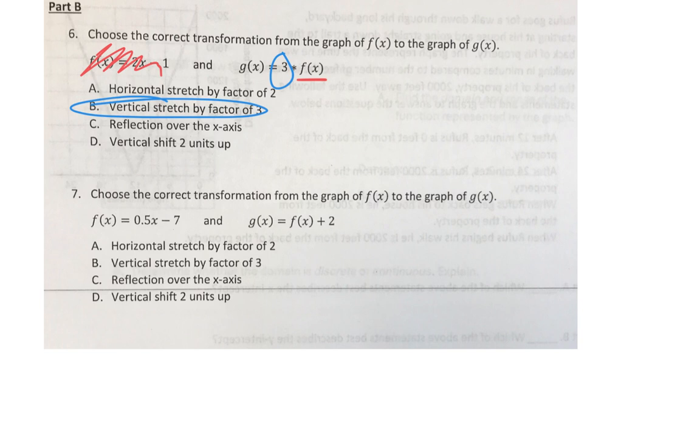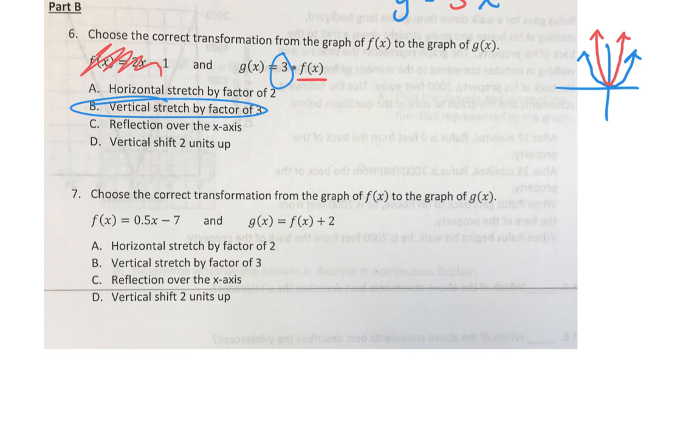So no matter what the function is, let's go with a quadratic function. If I throw a times 3 in there, it's going to make it taller and skinnier. The parent function, y equals x squared, would look something like this. But when I multiply it by 3, it's going to get skinnier. All right, so that's called a vertical stretch.